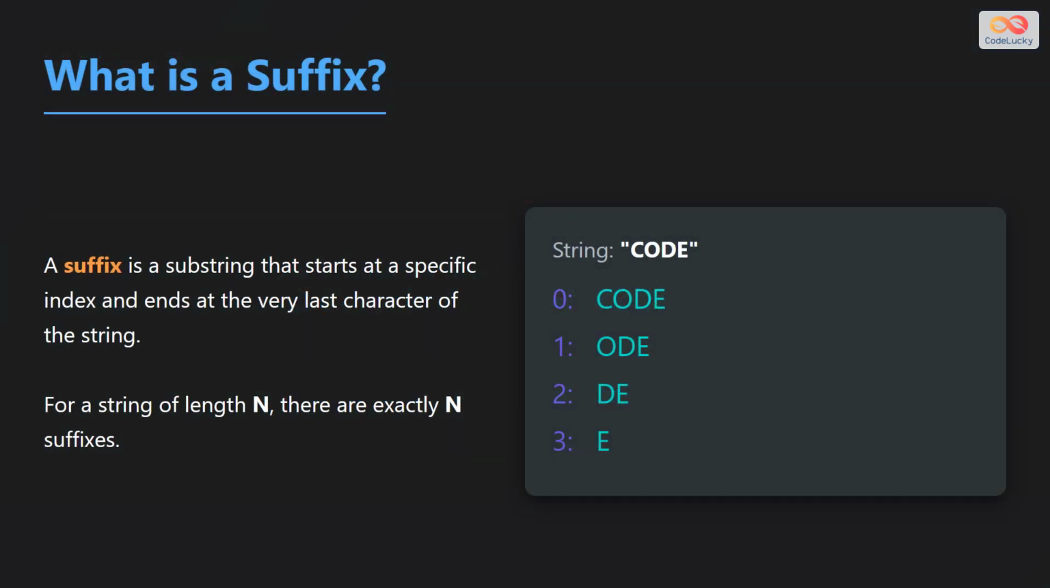Before we build the array, let us define what a suffix is. A suffix is simply a substring that begins at a certain position in the text and continues all the way to the end. For example, if our string is "code", the suffixes are "code", "ode", "de", and "e". A string of length n will always have exactly n suffixes.